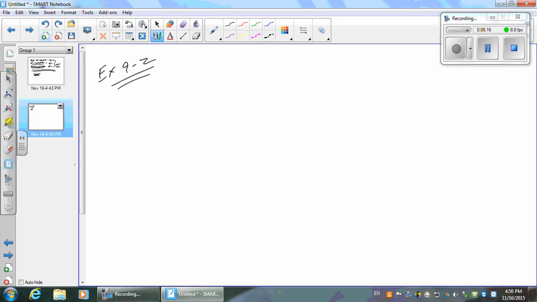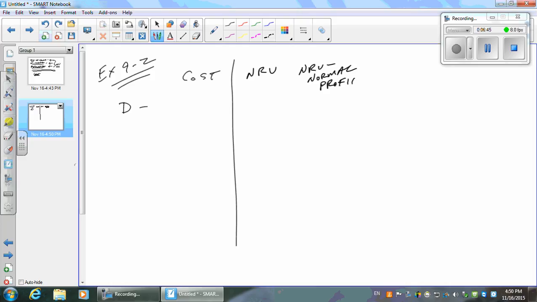What do I want to know? I want to know what's lower, cost or market. So let's separate them out. Let's do a few of these items. Let's do D, okay? Item D. I'd like to know the cost, and then I'm going to separate that from my three market measures. What are my three market measures going to be? Net realizable value, net realizable value minus normal profit, and replacement.